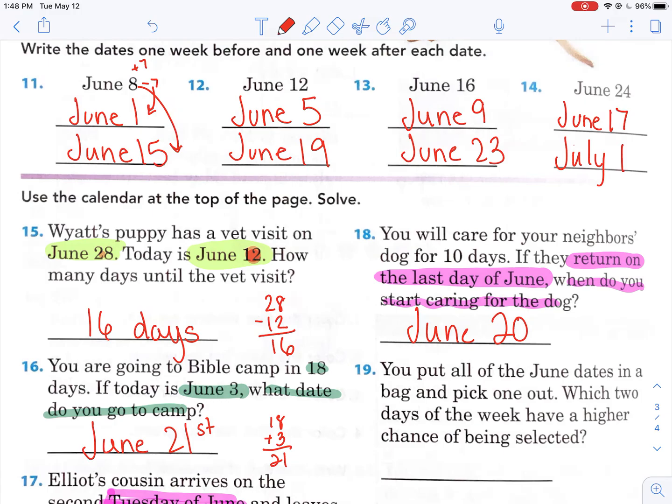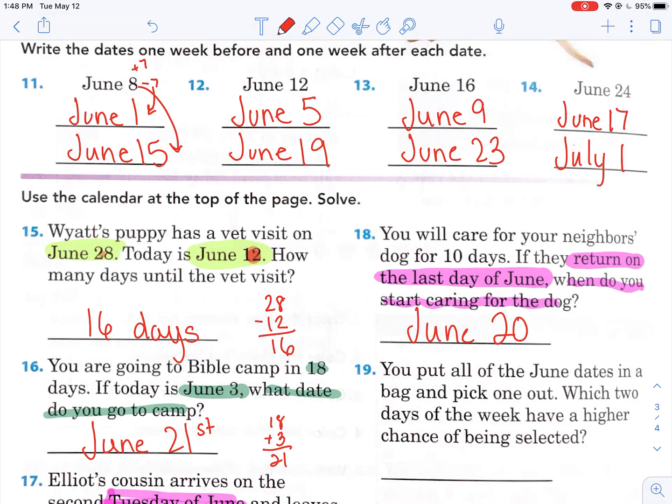Excellent. Now, number 19, you put all the June dates in a bag and pick out one. Which 2 days of the week have a higher chance of being selected? Mrs. Cornthal, they're all the same, right? Because there's 7 days in a week, and so they're all equal. You know what? That's only true in February where it's not a leap year, because there's actually more than 4 weeks in a year. There's a little bit extra.